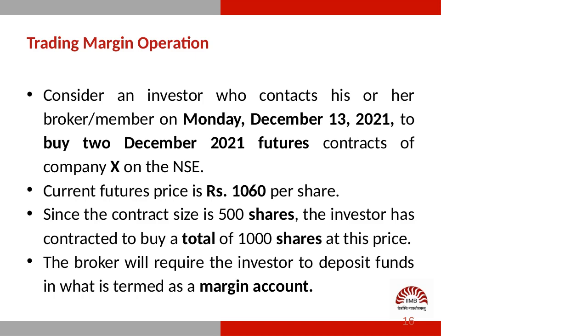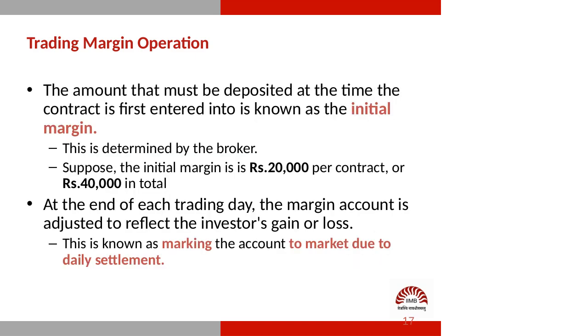So let's say the futures price of a share of a company X is $1,060 per share. The contract size is 500 shares, and the investor wants to buy a total of 1,000 shares. Therefore, they need to buy 2 contracts, each contract of 500 shares. The broker will require the investor to deposit money in what is called a margin account. How much will that be?